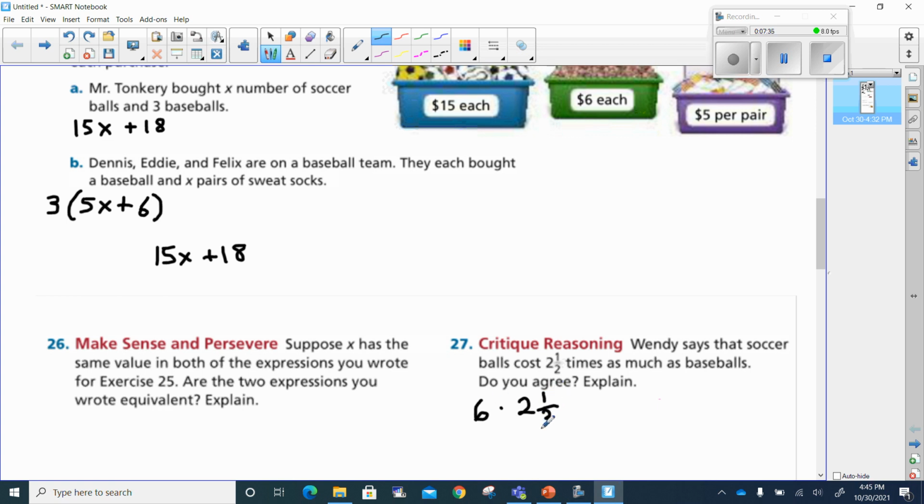Well, I know I have to turn this into an improper fraction. So this would be 6 times 5 over 2. Remember, we take 2 times 2, which is 4, add 1, that's 5. Now if I multiply these two together, this is going to give me 30 over 2. And 30 divided by 2 equals 15. And we said the soccer balls were 15. So is it true? Yes, I agree. And my explanation is my problem.